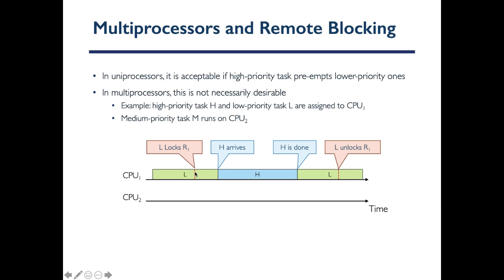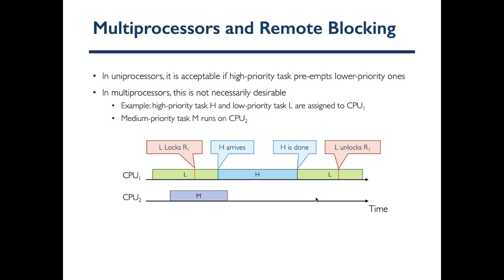At this point, L locked R1. At this point, H arrived on CPU 1, became schedulable, and it preempted L until it was done. Then L started running, then it unlocked resource 1, and it finished. So far so good. If we only had one CPU, this was perfectly fine. We would say, okay, H should indeed preempt L. Everything is fine. Now let's look at CPU 2.